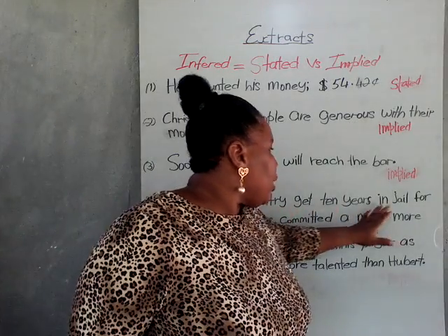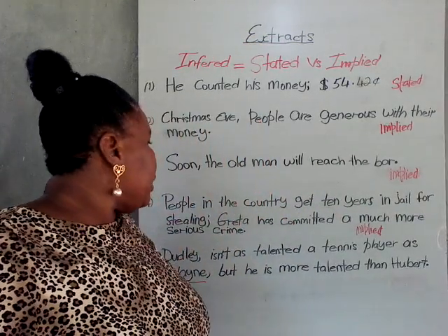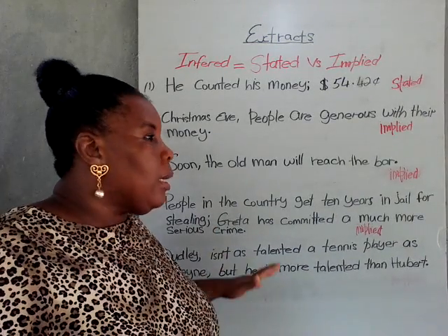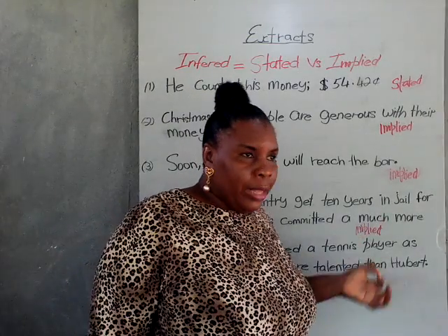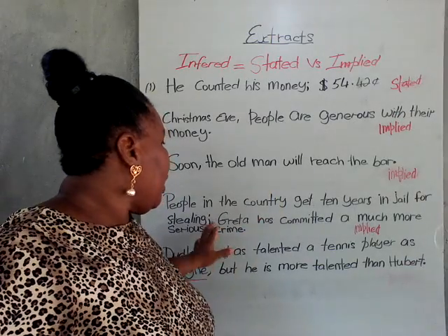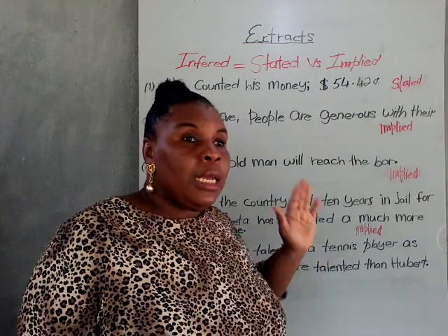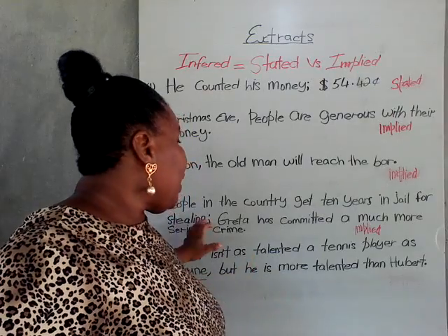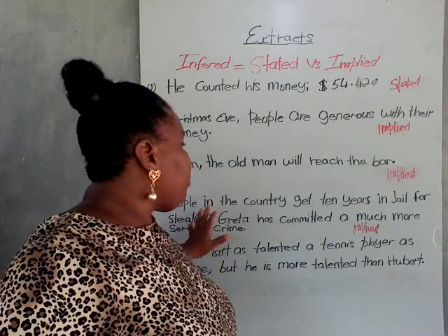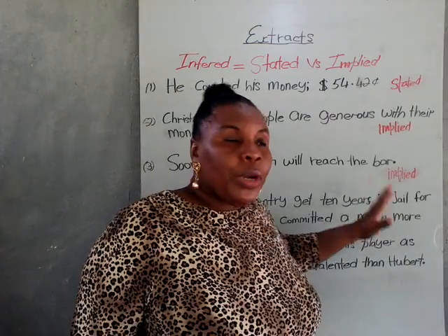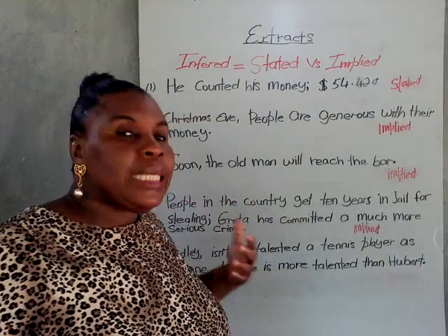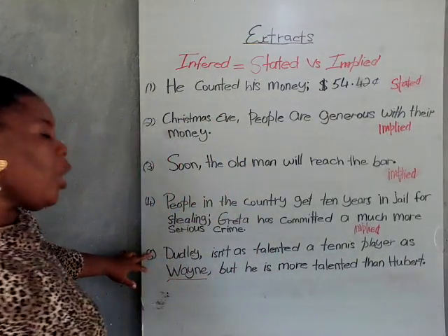People in the country get 10 years in jail for stealing. Greta has committed a much more serious crime. So right now we know that Greta is living in the country and she has committed a much more serious crime. The sentence doesn't tell you that she's living in the country, but right away we can infer or imply that she's living in the country. And we can also imply that she will get more than 10 years because she has committed a much more serious crime than stealing. Alright? So number 5.